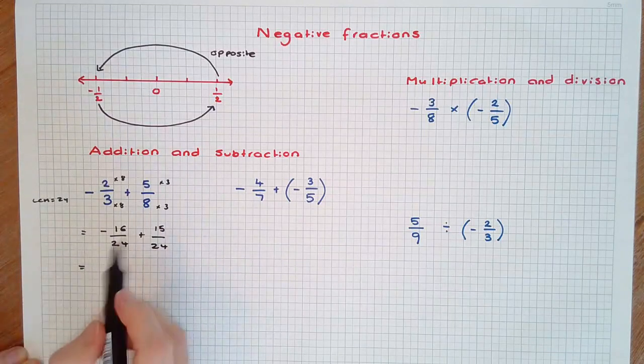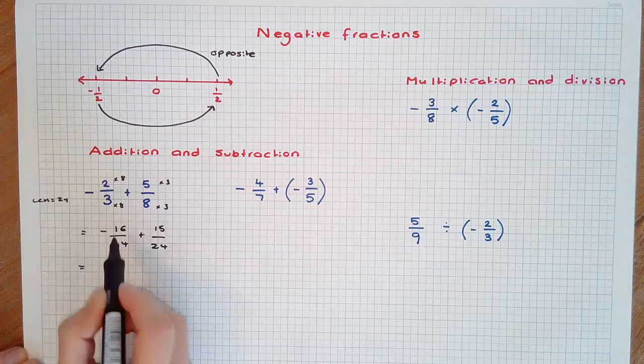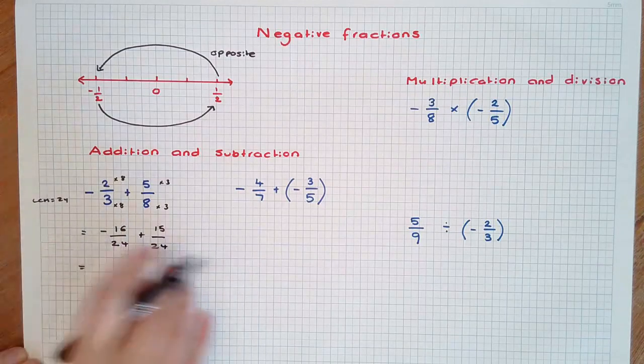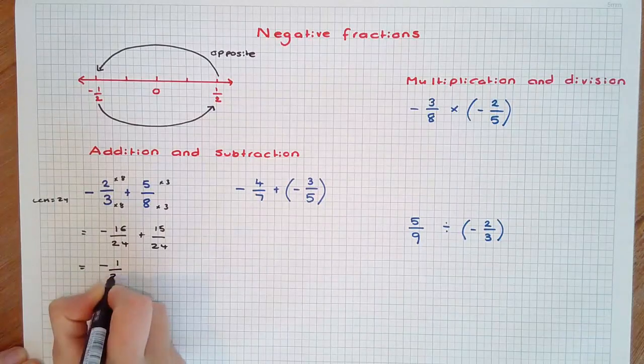Using a number line, if we were at negative 16/24 and we added 15/24, we'd move to the right along the number line, ending up at negative 1 over 24.